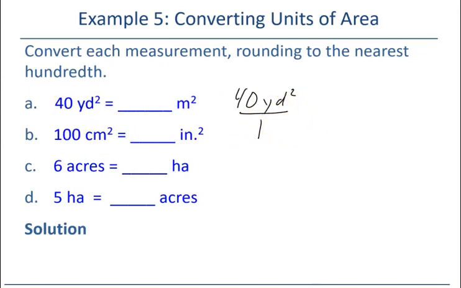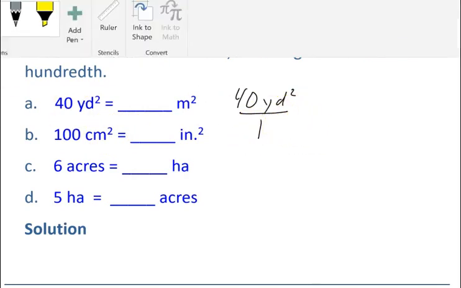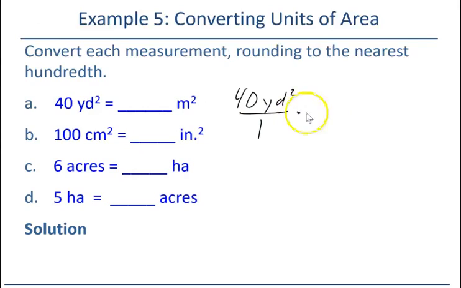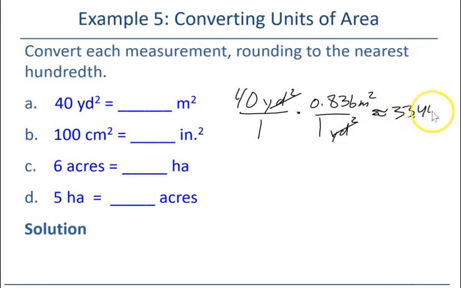Since I want to get rid of the yards, let me come back and get my pen. I'm going to put the 1 yard squared is equal to 0.836 meters squared. That is going to cancel out my yards squared, and whenever I do the multiplication, I end up getting roughly 33.44 meters squared.